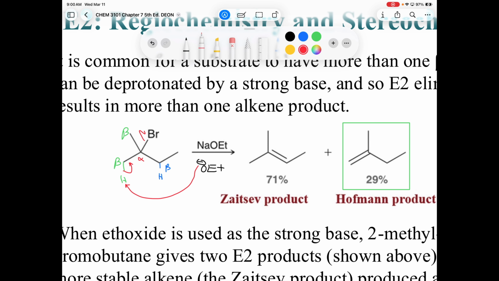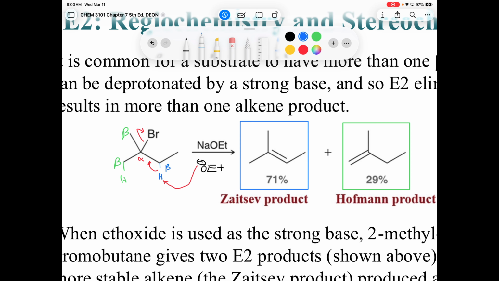What if I had pulled off the blue proton? If I pulled the blue proton off, I make a double bond, I lose my leaving group, and in that case, I would get this compound. One you can see is named after somebody named Zaitsev. The other one is named after somebody called Hofmann.